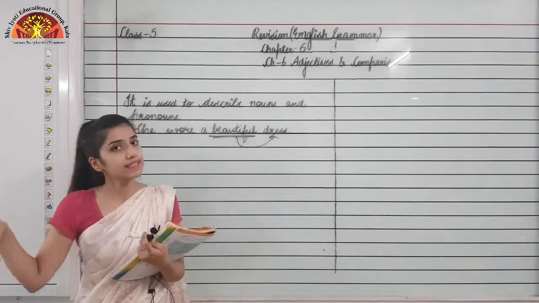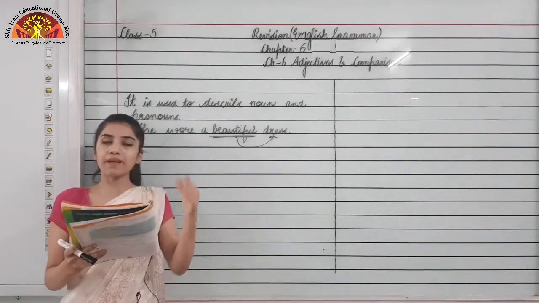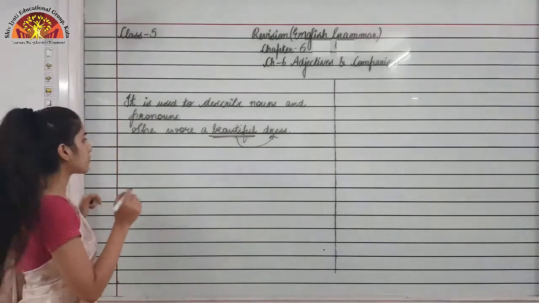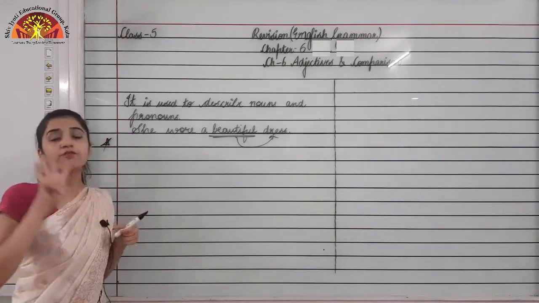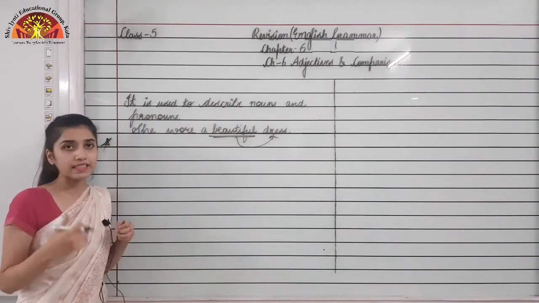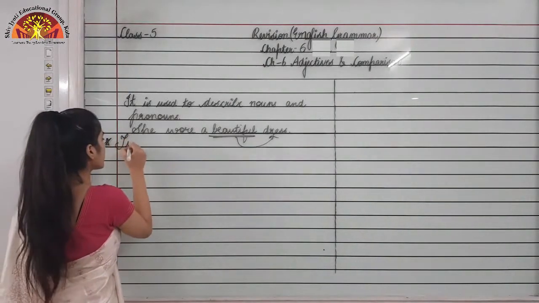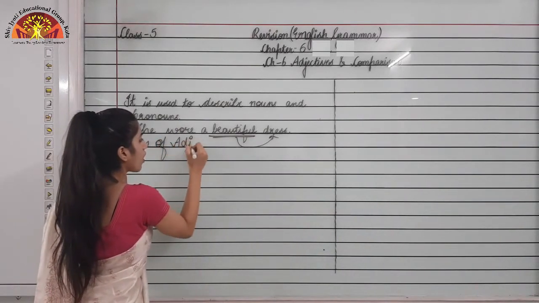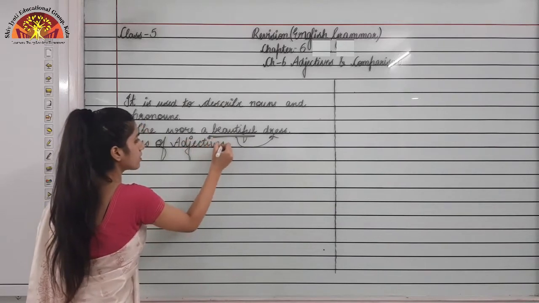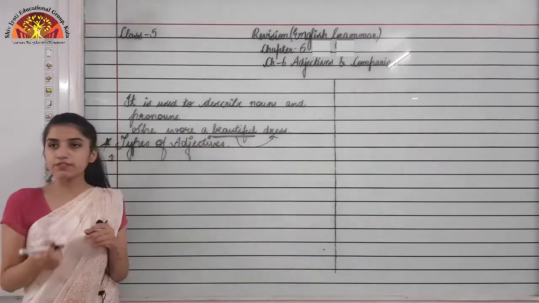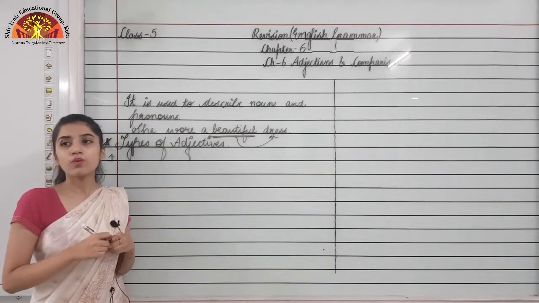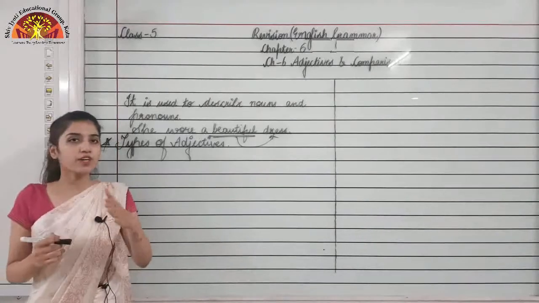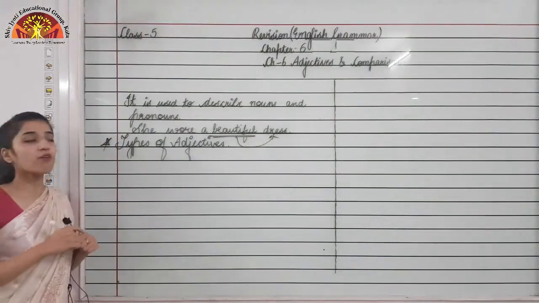Now these were the places, and now we are going to study the types of adjectives. We will be studying 4 types of adjectives over here. Let's write. Types of adjectives. The first type of adjective that we will study is adjective of quality.